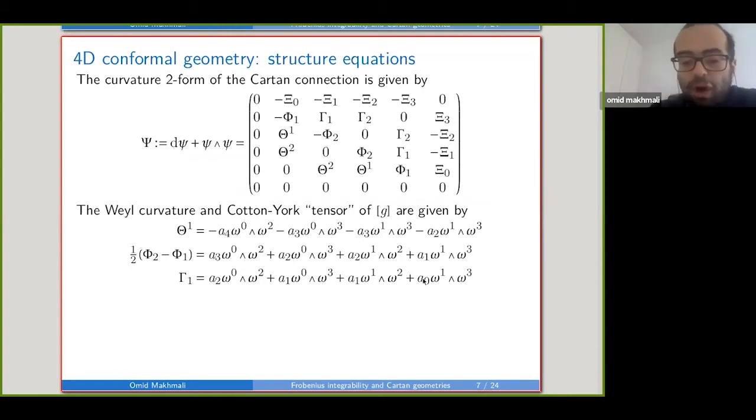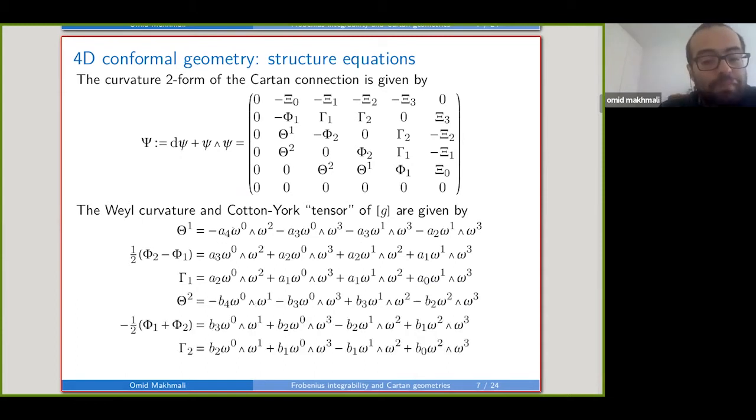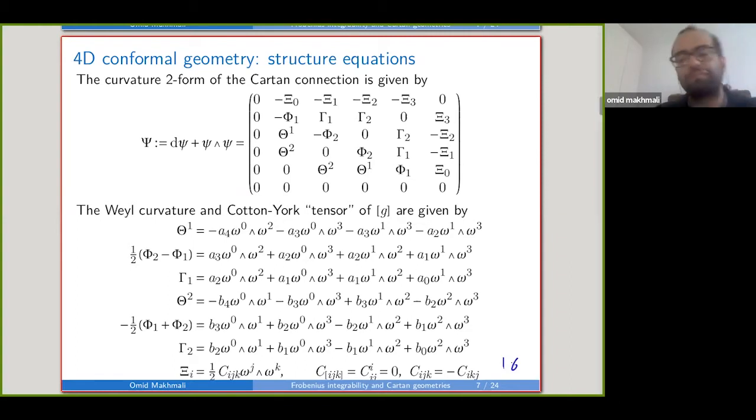I denote them by A0 to A4. And there's the self-dual part with five entries, which I denote by B0 to B4. And this is called the Cotton-York tensor. It's not really a tensor, the transformation law is not like a tensor in dimension four, but they're expressed in terms of C_ijk with these symmetric properties. In dimension four, there are 16 components of them.